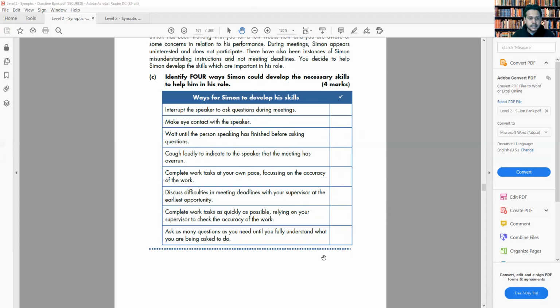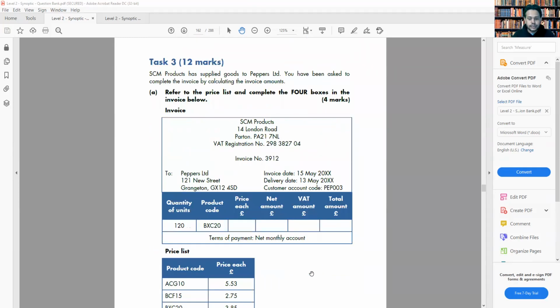So this is the end of question number 2. Now I'll move to question number 3. Task number 3 for the 12 marks. So this 12 marks question is from the Synoptic paper. So let's have a look.